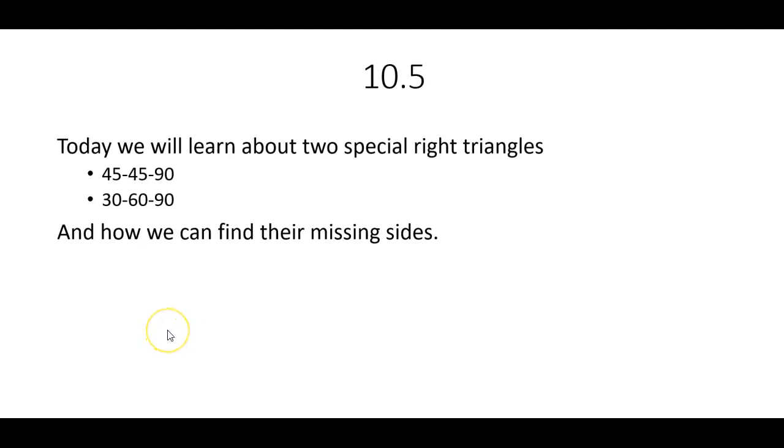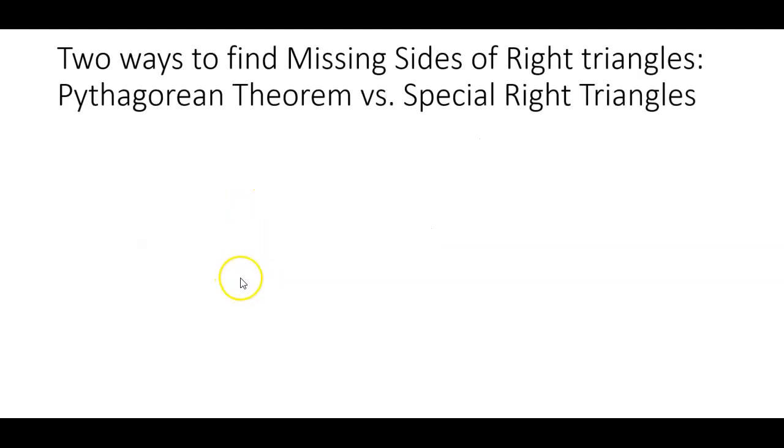Alright guys, welcome to lesson 10.5. Today we're going to learn about two special right triangles. One's called a 45-45-90 and the other one's called a 30-60-90, and these are the angle measures of each one of these types. They have some interesting properties that will help us find missing sides. So let's go ahead and jump into this.